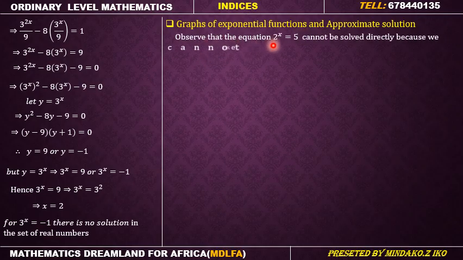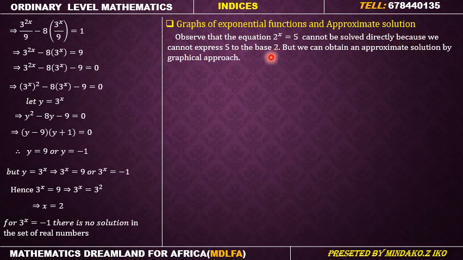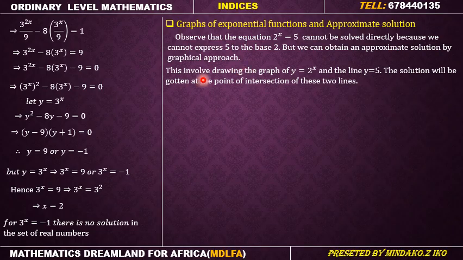Observe that the equation 2 power x being equal to 5 cannot be solved directly because we cannot express 5 in base 2. But we can obtain an approximate solution by a graphical approach. This involves drawing the graph of y equals 2 power x and the line y equals 5. The solution will be found at the point of intersection of the curve and the line.